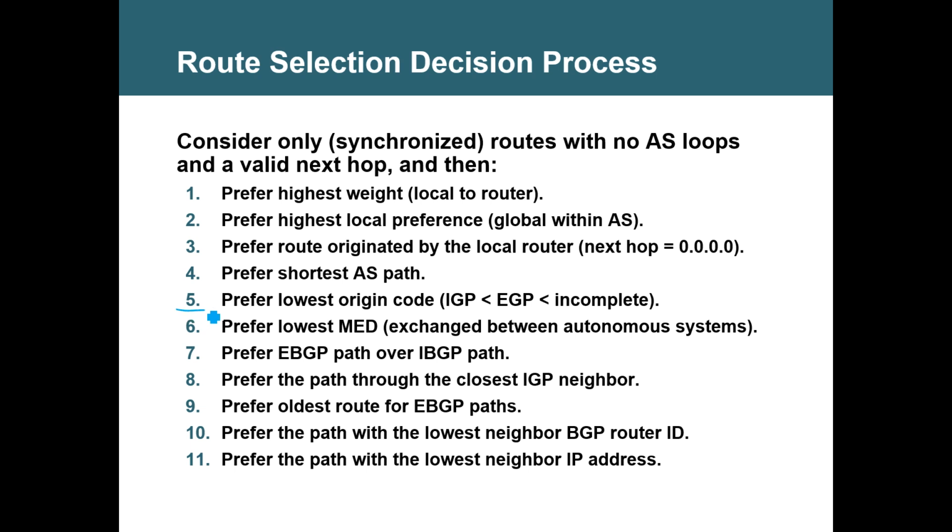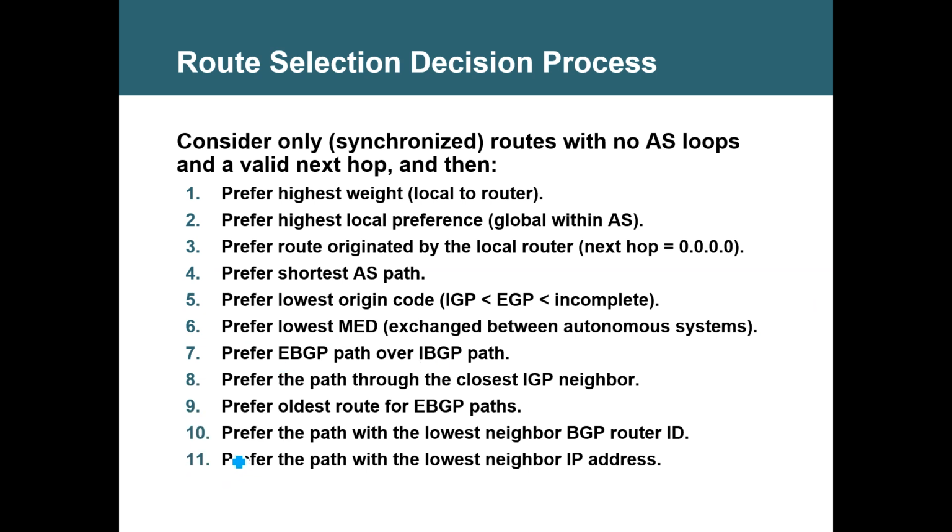Now, only when there is a tie in all this, it will check MED, but MED is needed only if what? Dual home. If not, no need. If not, it will come to the 7th attribute. In 7th attribute, it will check if one of the neighbors is EBGP, another is IBGP. If yes, it prefers to go via EBGP than IBGP.